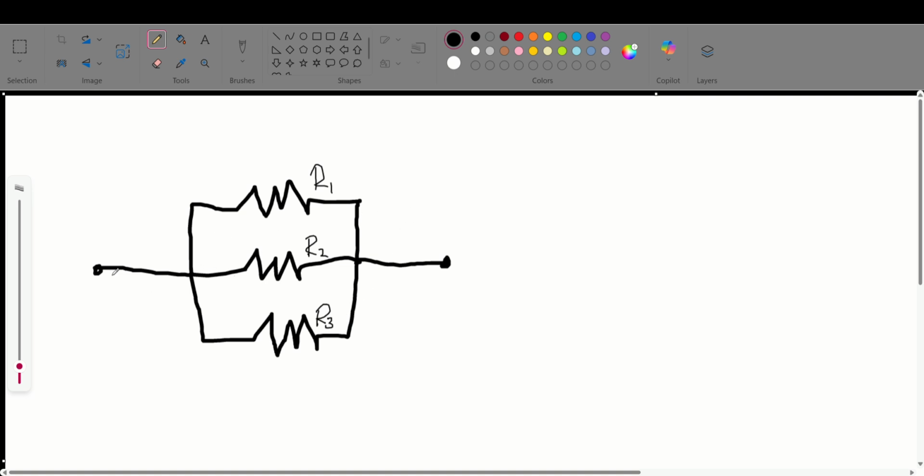So now we learned that the potential difference between 2 points will always be the same regardless of the path that is taken by them. What that means is that the potential difference through R1 is going to be equal to the potential difference through R2 and that through R3. So V1 is going to be equal to V2, which is going to be equal to V3. Here I'm considering 3 resistors. You could use as many as you like.